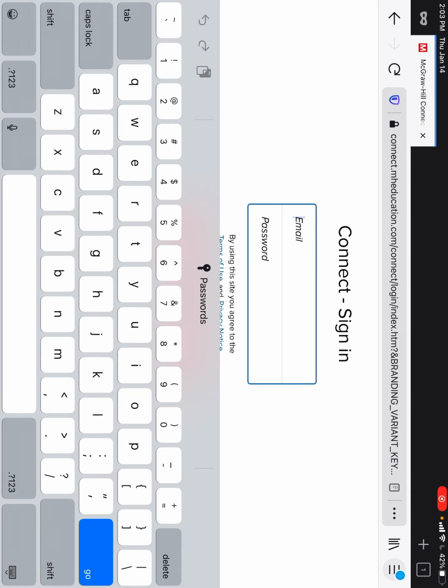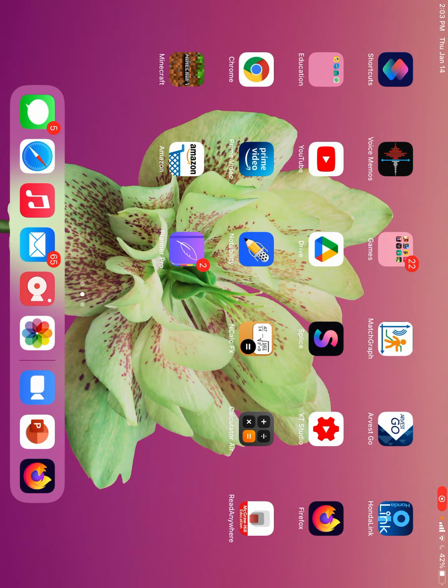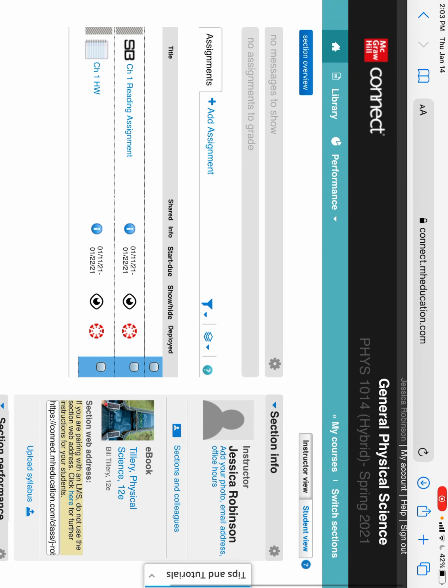Well, I can't do this because then you guys will see my password. Great. Well, what I was going to do anyway was just show you what it would look like if you were to pull up your book. Hopefully you guys know how to do that, and I can do another video to show you that. But I can't type in my password.